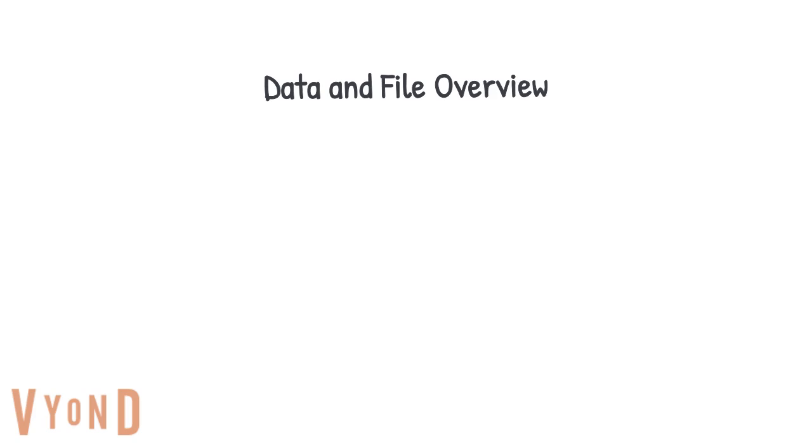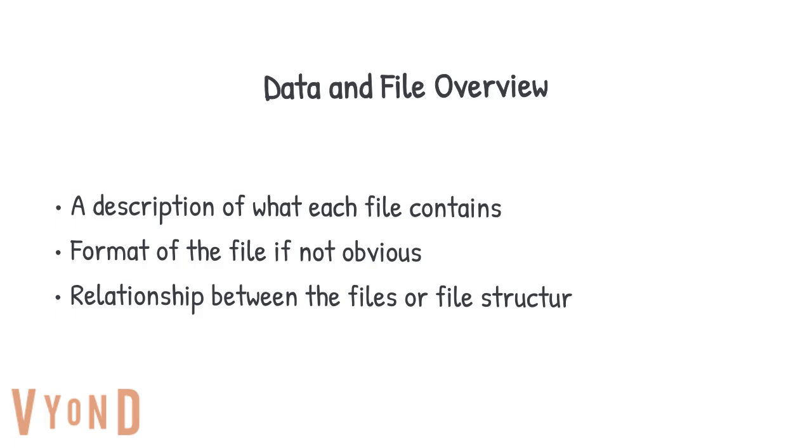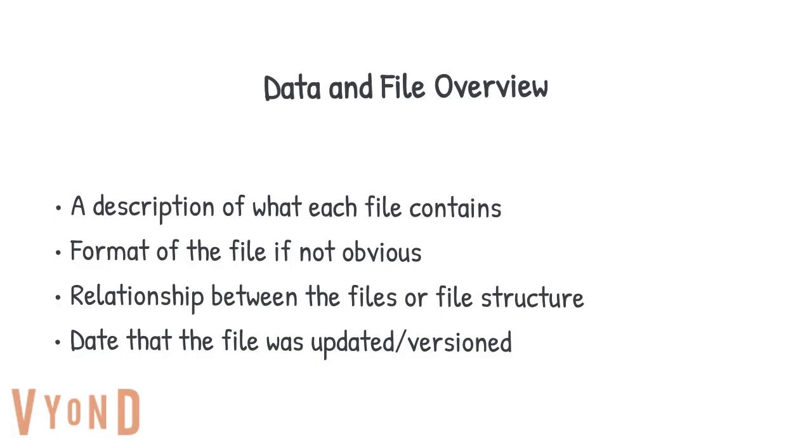Right. Then you've got the data and file overview. This is where you describe each file in detail, like what data it contains, its format, any relationships between the files, and date that the file was updated or versioned. For example, if you have one file with raw data and another one with processed data, you should explain how they're connected.